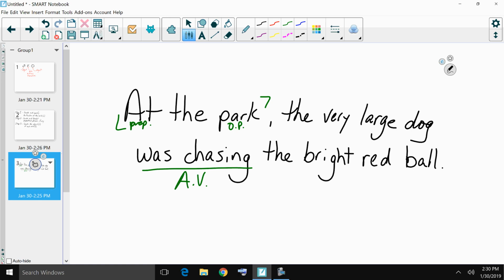Where's the subject for the verb was chasing? Okay, Chris, yes? Dog. Subjects perform action. Okay. Dog is the subject. Are there any others? No. And that can be the answer. Okay? Am I going too fast? All right.